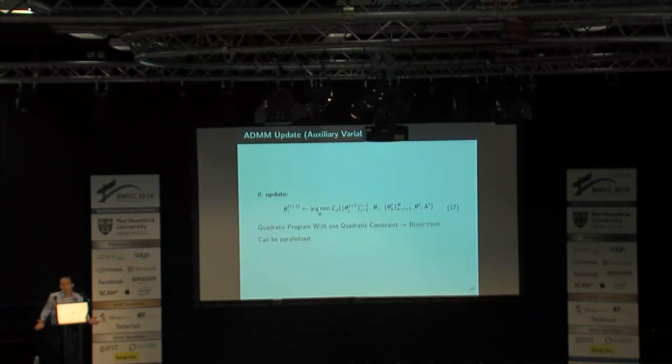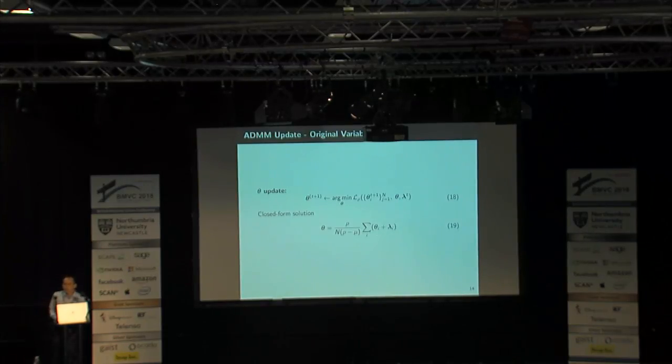Since we already have the augmented Lagrangian, now we are ready to introduce the ADMM update. Firstly, we will update the auxiliary variable that we introduced, theta i, by solving the optimization problem 17 as written on the slide. One interesting point in this optimization problem is that this is a quadratic program with one quadratic constraint. That means it can be solved up to global optimality just using bisection. Another interesting point is that, due to the fact that all the auxiliary variables are independent, these variables can be updated in parallel, meaning this step can be implemented using multi-threading.